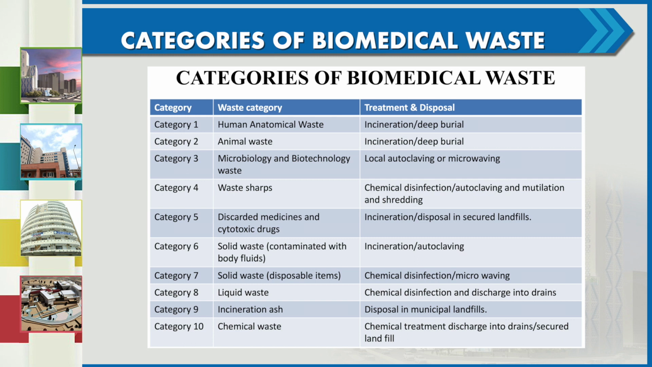Category 6 is of solid waste contaminated with body fluids. This is treated through incineration or autoclaving. Category 7 is of solid waste with disposable items, and that can be treated through chemical disinfection or microwaving. The 8th category is of liquid wastes, which is treated by chemical disinfection and discharge into drains.